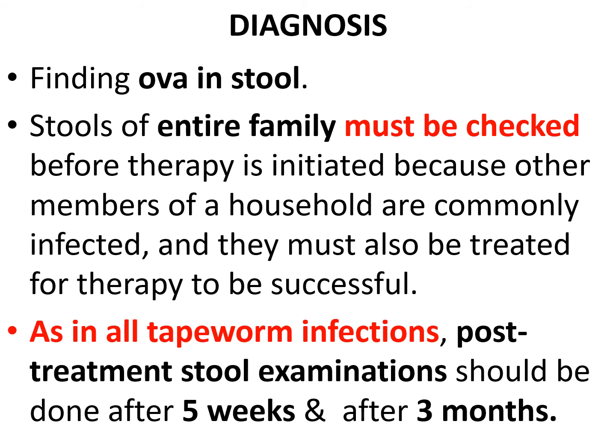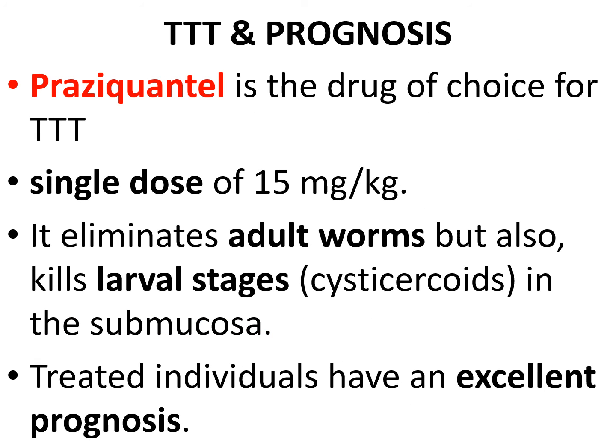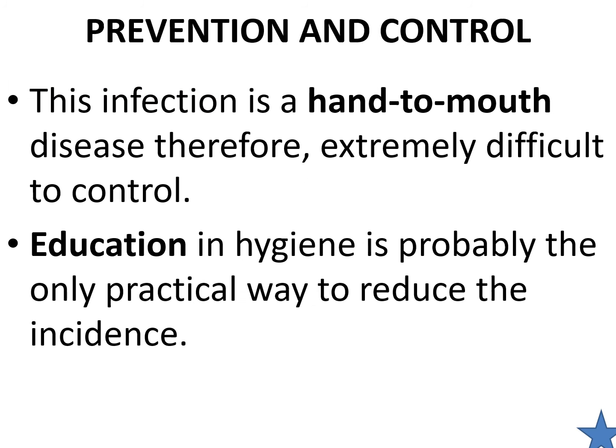Diagnosis: ova in stool. Stools of the entire family must be checked. As in all tapeworm infections, post-treatment stool examination should be done after 5 weeks and after 3 months. Treatment and prognosis: praziquantel, a single dose of 15 mg per kilogram body weight, eliminates adult worms but also kills the larval stage. Treated individuals have an excellent prognosis.